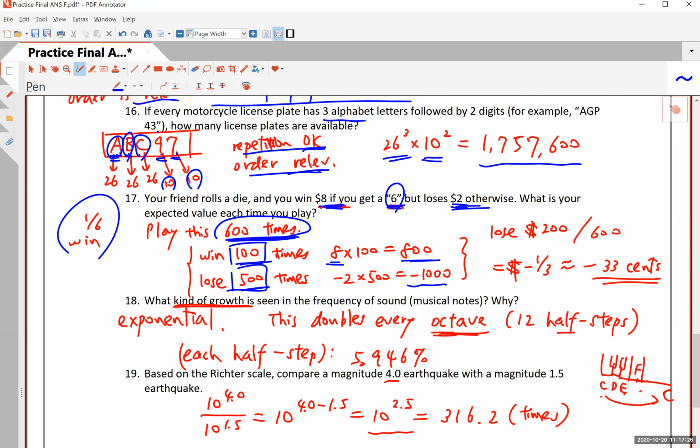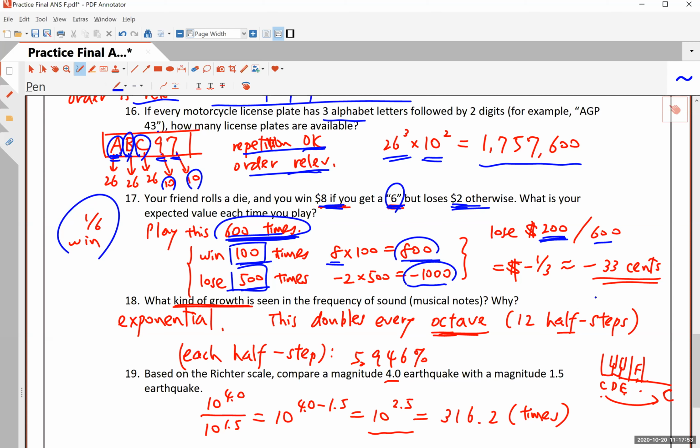So after 600 times of playing this game, you will be gaining 800, but losing 1,000. So that's a loss of $200 for the 600 times you play this game. So how much do you expect to win each time you play? Well, you take a $200 loss and divide it by 600, and that's negative 1/3 of a dollar. That's a 33 cents loss.